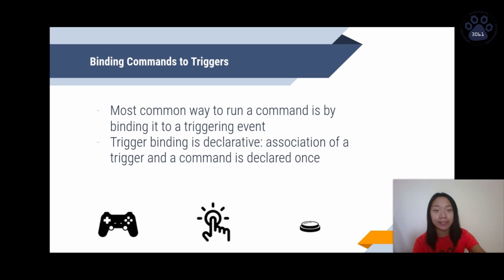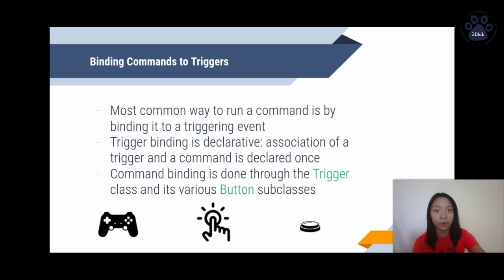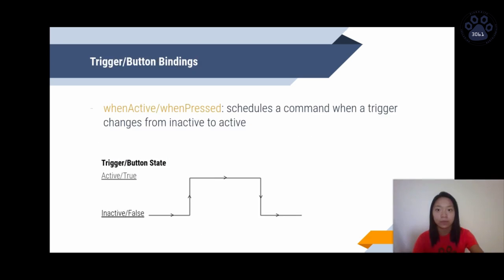The library then does all the hard work of checking the state of the trigger and then scheduling or canceling the command as needed. The trigger class has a number of bindings which will automatically schedule a command when a certain event occurs. However, each of the bindings has specific behaviors. The button class and its subclasses have bindings with identical behaviors, but with slightly different names that better match a button than an arbitrary triggering event. Let's take a look at some of the different types of bindings.